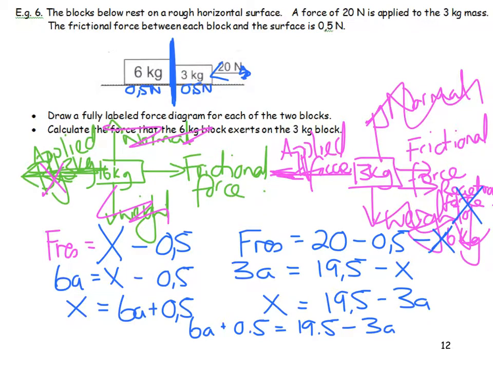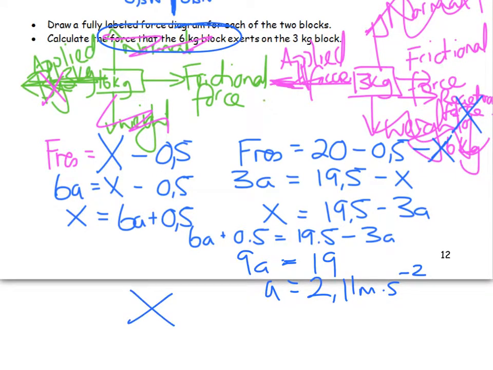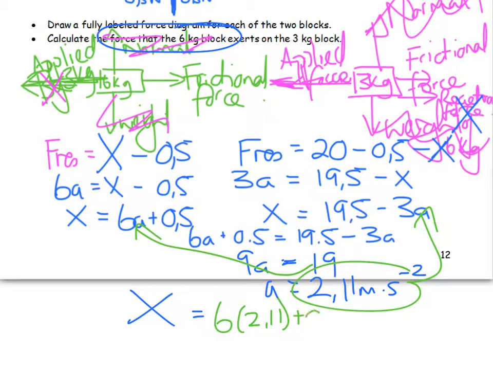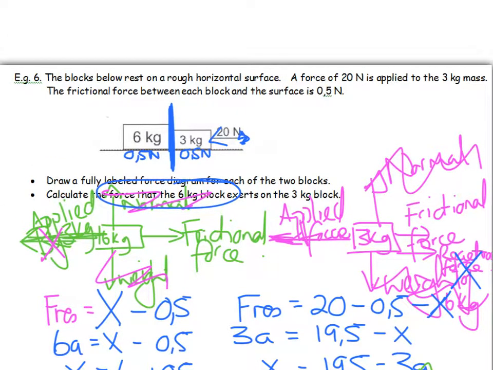And that turns into 9A is equal to 19. And A turns out to be 19 divided by 9, which is going to be 2.11 meters per second squared. But that is not the force that the 6 kilogram block exerts on the 3 kilogram block. We need X. So X is equal to, you could have substituted this value back in there, I don't mind. It's going to be 6 times 2.11 plus 0.5, and you land up with 13.17 newtons, and it is the force that the 6 kilogram block exerts on the 3 kilogram block, so therefore it is a force to the right.